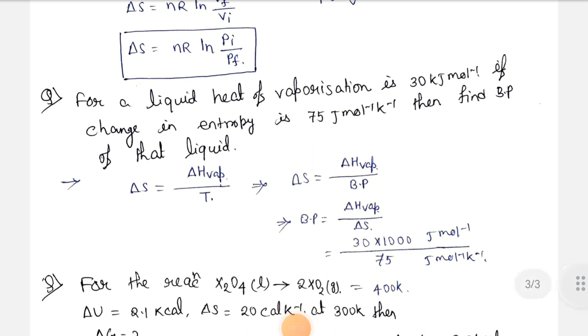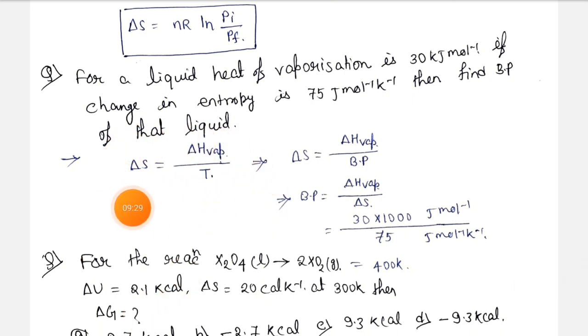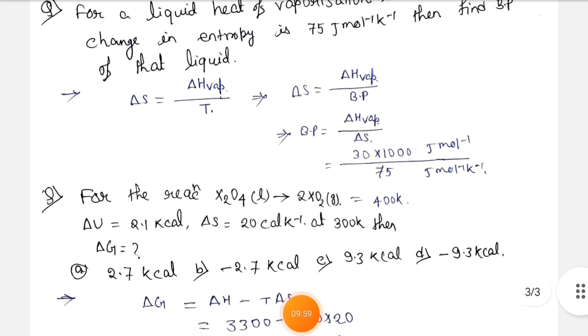Next, for a liquid, heat of vaporization is 30 kJ per mole. If change in entropy is 75 joule per mole per Kelvin, then find the boiling point of that liquid. This is a very important question, and this is the formula of entropy: entropy change is equal to delta H vaporization by temperature. Here it asks for the boiling point, so in place of temperature you can write delta H vapor by boiling point. So boiling point is equal to delta H vapor by delta S, and you can put the value 30 into 1000 joule per mole by 75. So here the correct option is 400 Kelvin. The boiling point of the liquid is equal to 400 Kelvin.